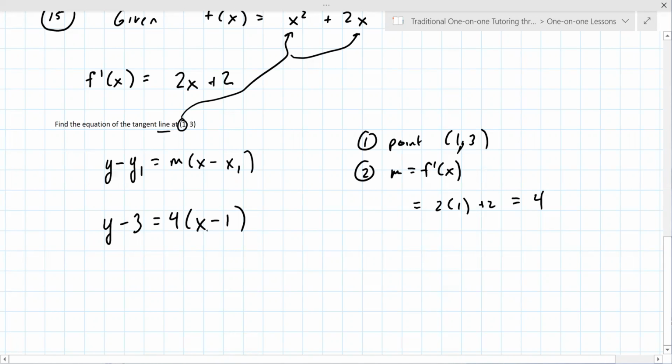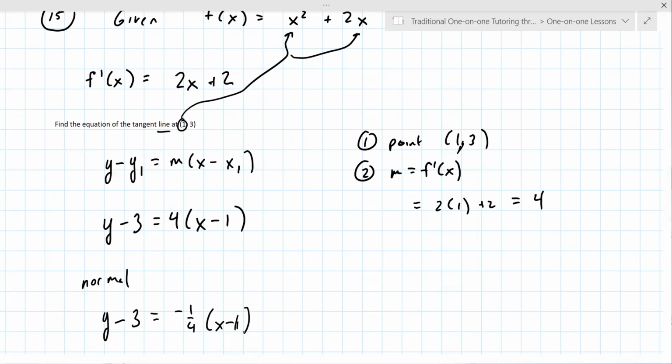And then the normal is the same, just with negative 1/4. Now the normal would be y minus 3 equals negative 1/4 times x minus 1. Oh yeah, that's what I meant. The other one is the tangent. Yes.